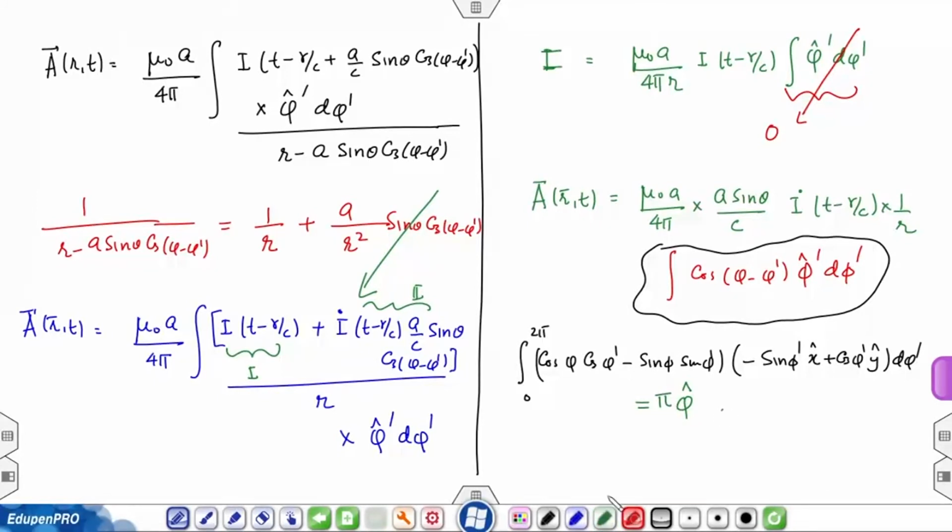and therefore, A(r, t) is equal to μ₀ over 4π times a² İ calculated at t minus r/c, divided by rc, sin θ in the φ unit vector direction. We have gotten our A.